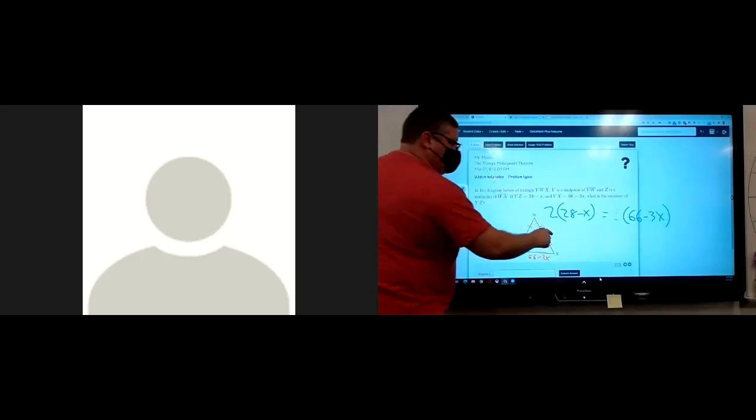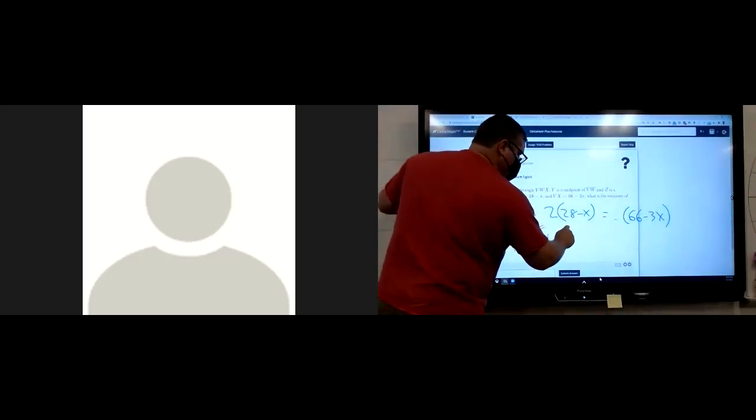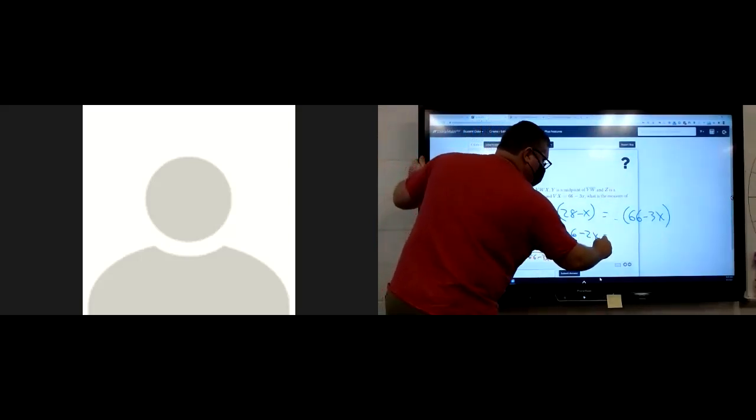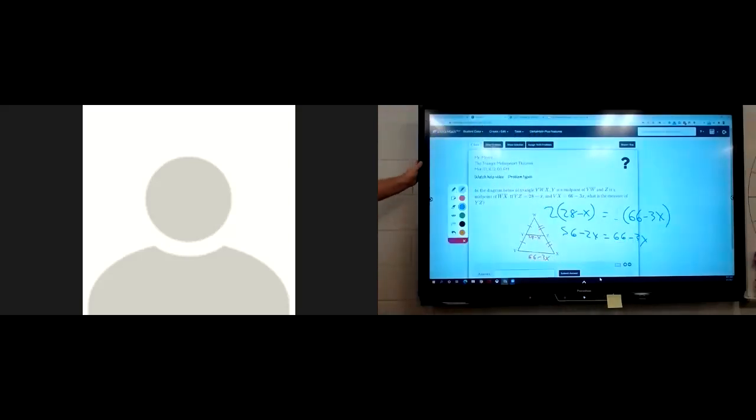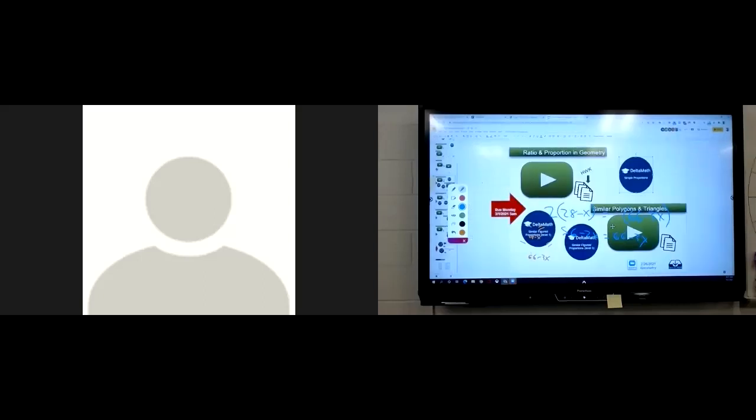Okay. And then can you solve this? 56 minus 2x equals 66 minus 3x. And go from there. Can we do that? Okay. That's it. We can do that. That's easy to do. Hunter, you following along thus far? Yep. Okay. And what's the other one? Similar triangles.